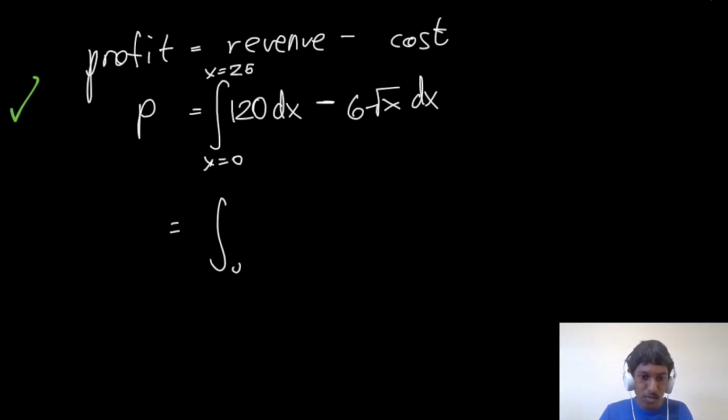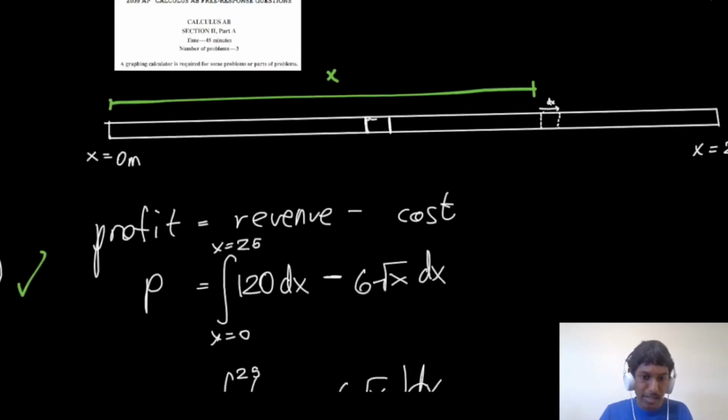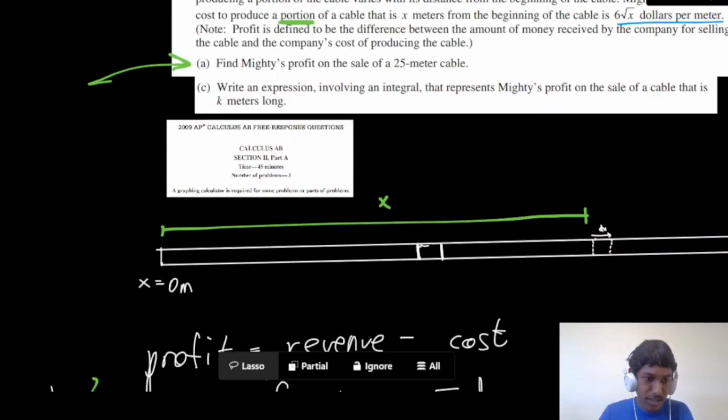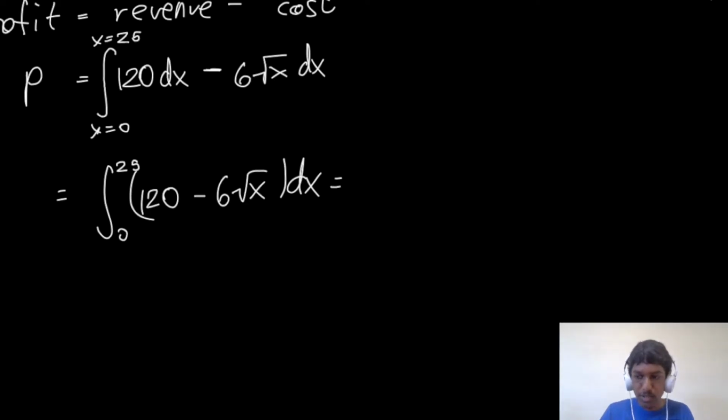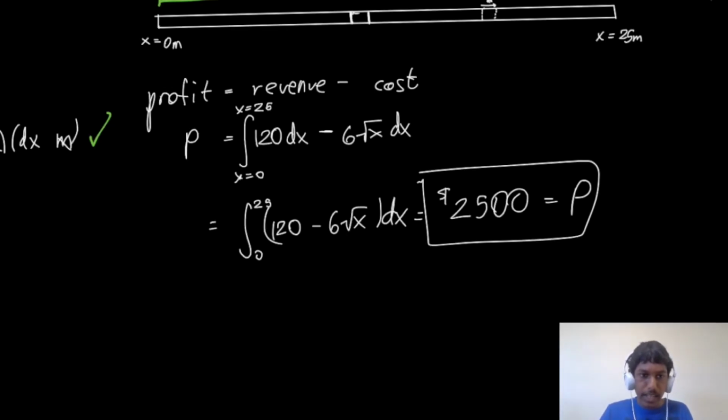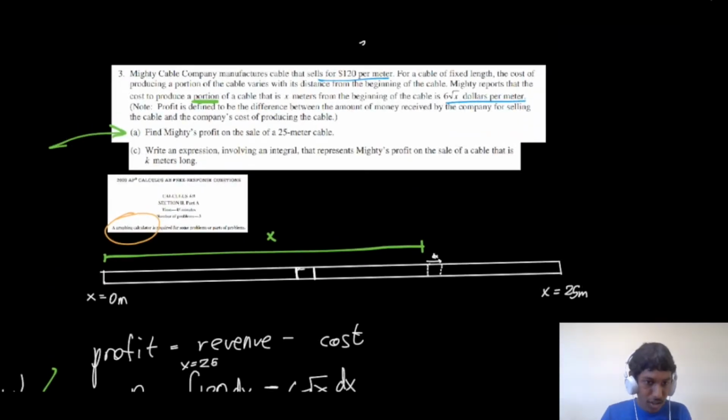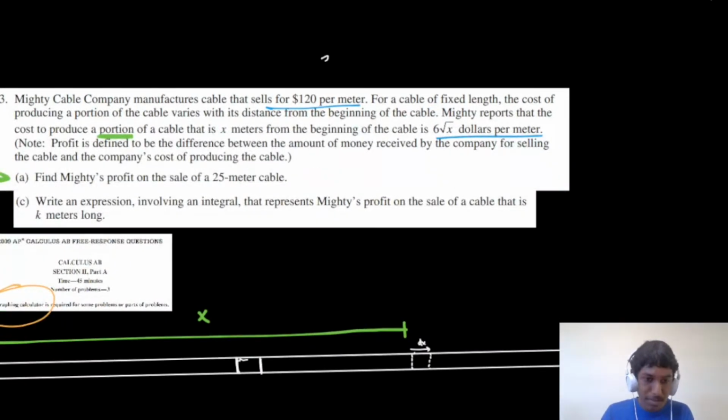And so luckily there is a calculator to do this one. It isn't that bad to do by hand, but we've got a graphing calculator here, so we can use it. And once we plug it in, we'll end up getting $2,500 for the profit. And so one thing you want to check is you should always do a sanity check of your answers. Does this make sense?